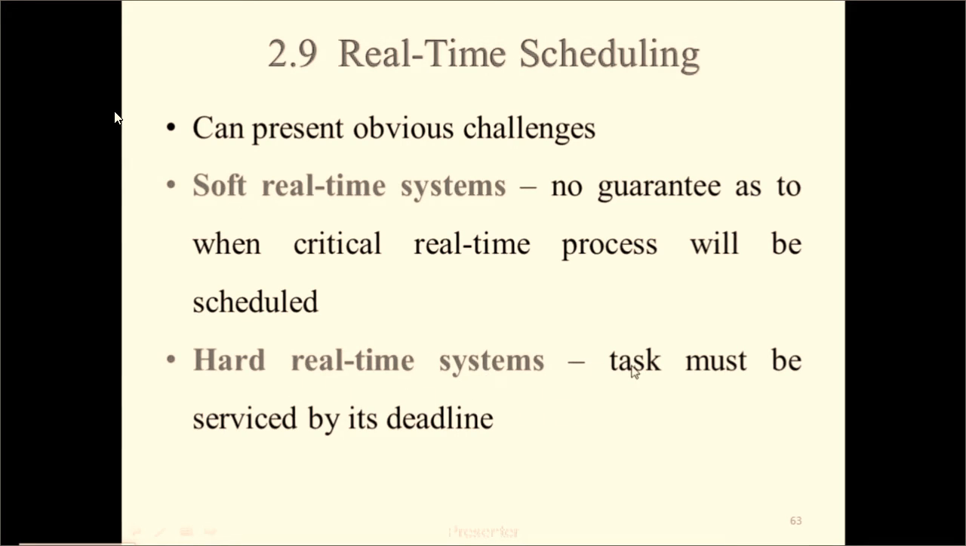When we say that no, this process has to be run in real time, there is no other go, then the system is called a hard real-time system. Here it says must. A task must be serviced by its deadline. There is no excuse. Such systems are called hard real-time systems. For example, a satellite launching operation or a missile launching operation, all has to be hard real-time systems.